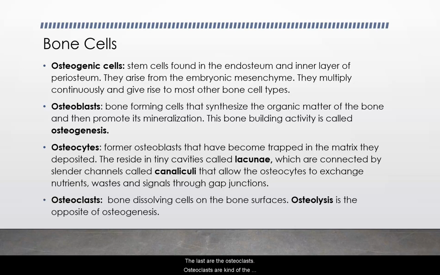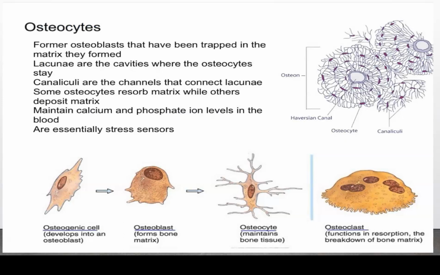The last are the osteoclasts. Osteoclasts are kind of the exact opposite of osteoblasts. They are bone-dissolving cells on the bone surfaces. This is called osteolysis, and it's obviously the opposite of bone-building osteogenesis. Here are osteocytes, and when you see them, they actually end up getting stuck in the matrix that they secrete, and they're really good at essentially being stress sensors of the bones.